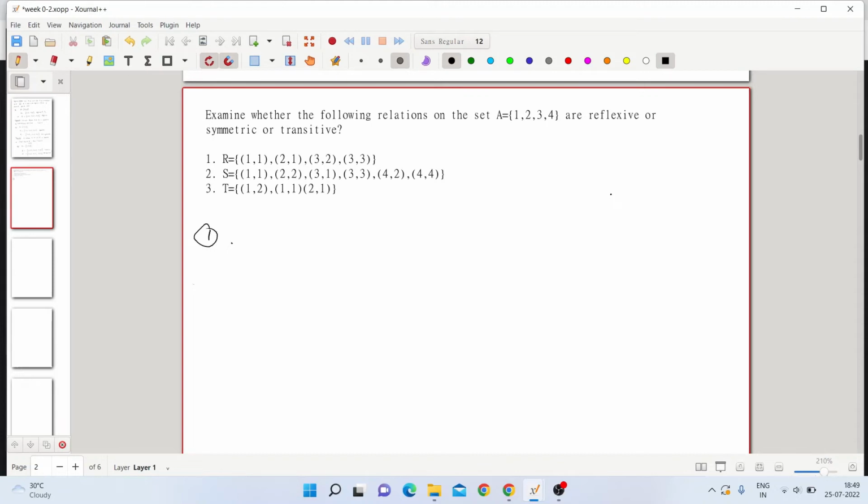Now let us check the symmetry condition. Clearly we can see (2,1) is an element in R, but (1,2) is not an element of R. That implies it is not symmetric.